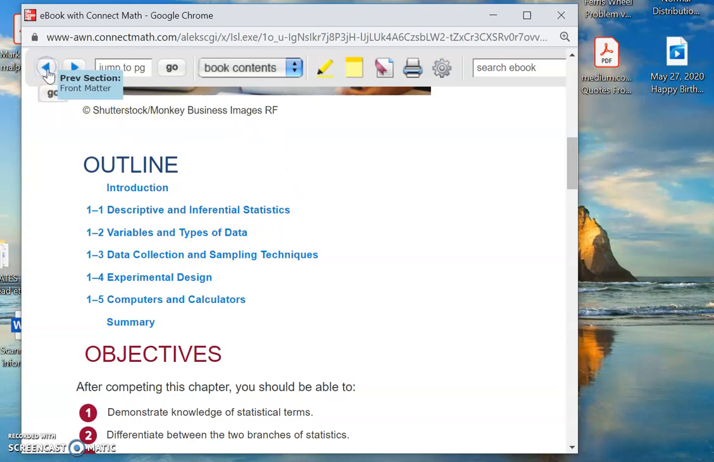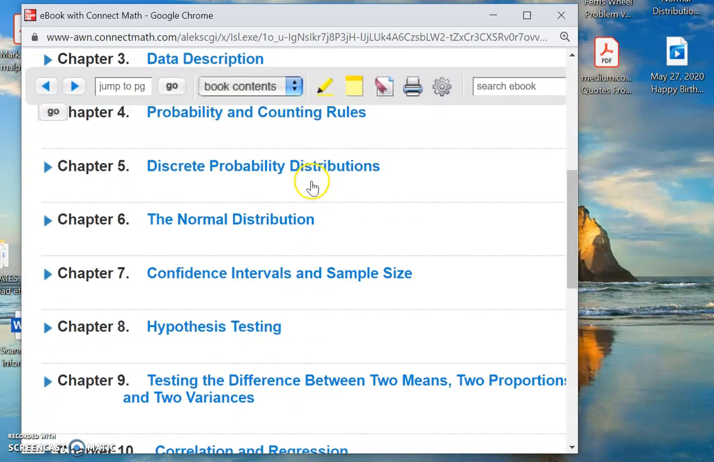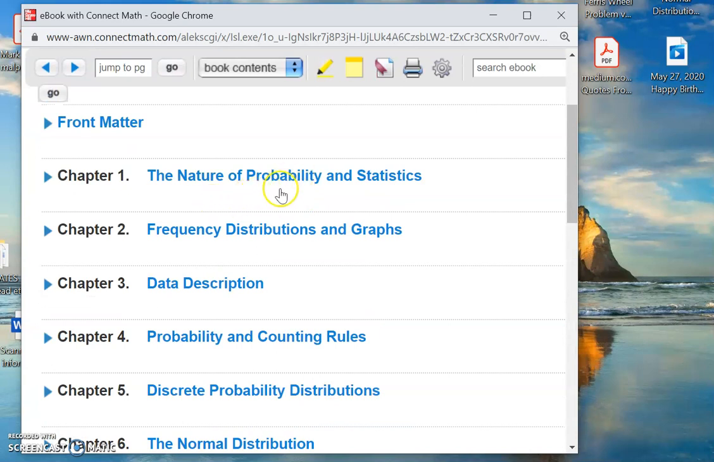Okay, so that's chapter 1. It's just talking about the nature of probability and statistics. Now this next section, frequency distributions and graphs, that's chapter 2. The idea here is that many times it's very helpful to have a graph or a table that describes the data that we are concerned about. So that's what chapter 2 is, a frequency distribution.